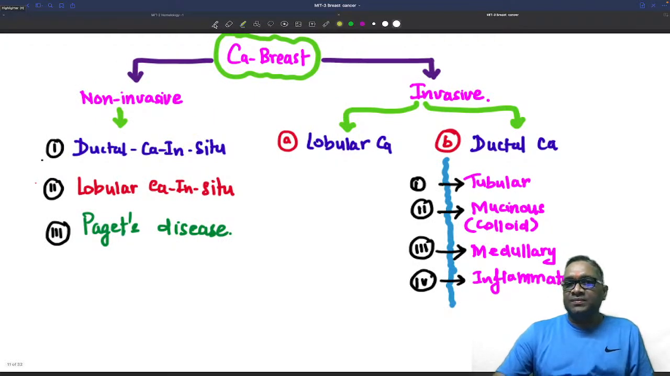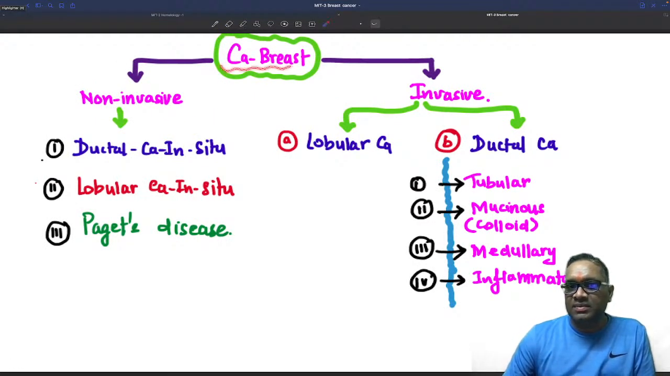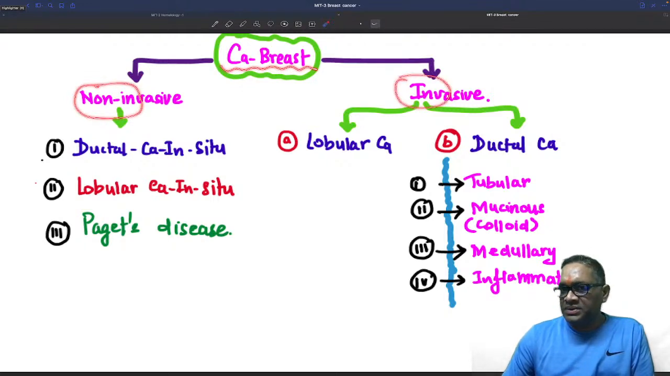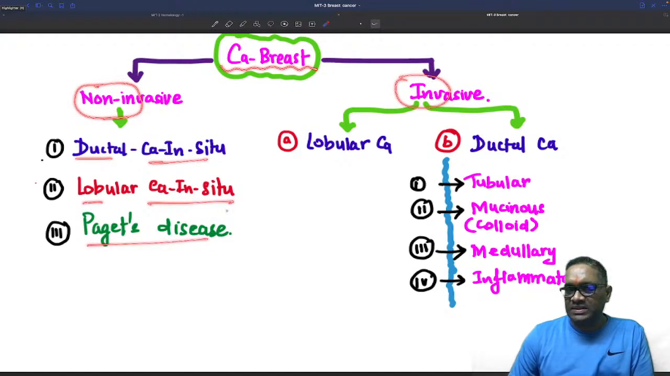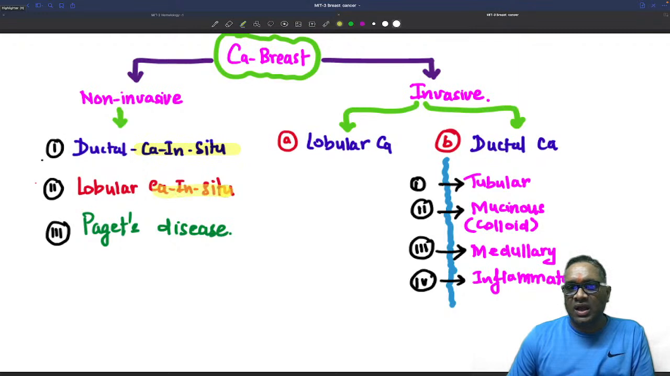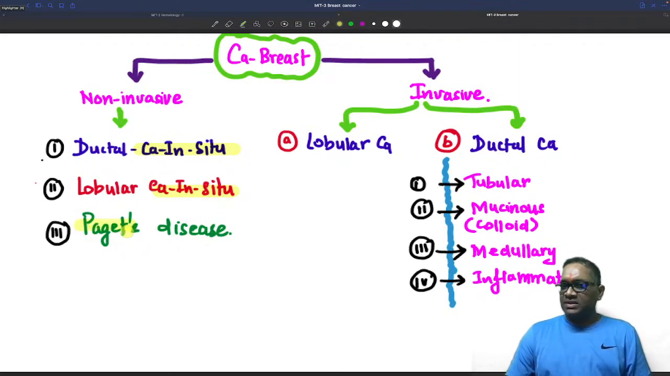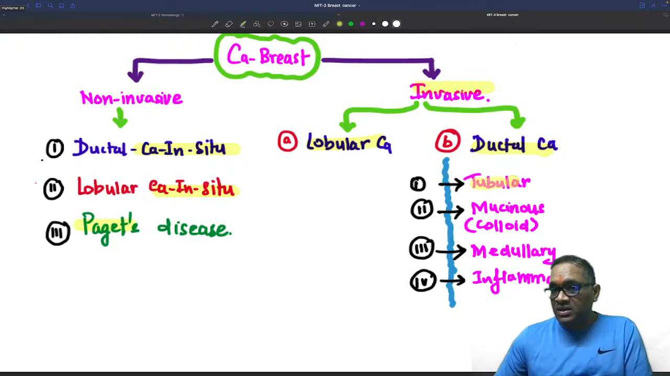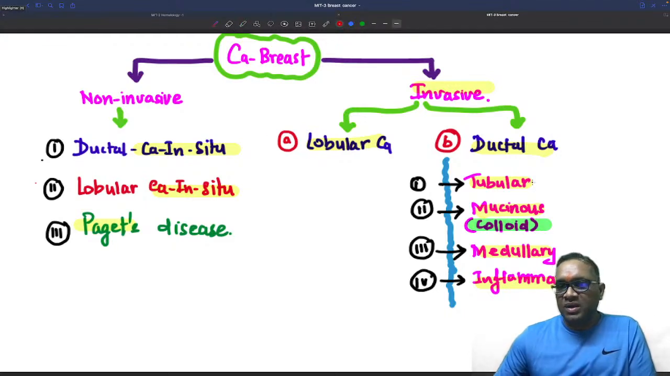Now you can see the histological classification of breast cancer: non-invasive and invasive. Non-invasive includes ductal carcinoma in situ, lobular carcinoma in situ, and Paget's disease. In invasive carcinoma there are two, lobular and ductal. Ductal has several subtypes like tubular, mucinous, medullary, and inflammatory, where mucinous is also called colloid carcinoma. In the options, I had given you examples of colloid, medullary, and ductal.